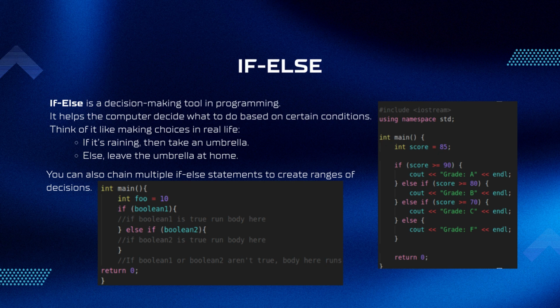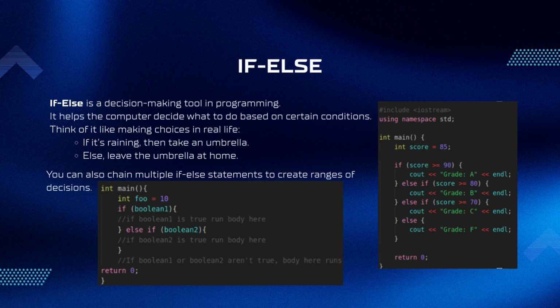If-else is a decision-making tool in programming. It helps the computer decide what to do based on certain conditions. Think of it as making choices in real life. If it's raining, then take an umbrella. Else, leave the umbrella at home.